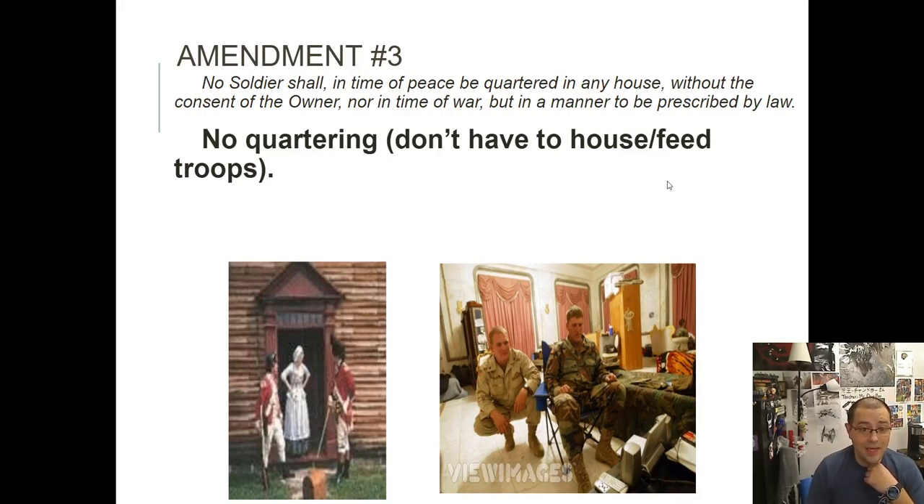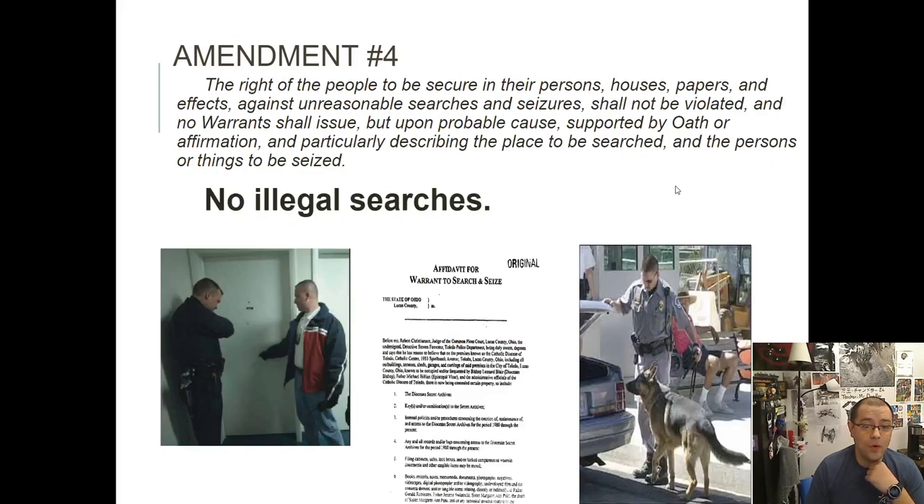Speaking of one where you really have to look at the fine print, Amendment number 4, no illegal searches. Well, it's a little more than that. The right of the people to be secure in their persons, houses, papers, and effects against unreasonable searches and seizures shall not be violated, and no warrants shall issue but upon probable cause, supported by oath or affirmation, and particularly describing the place to be searched and the persons or things to be seized.